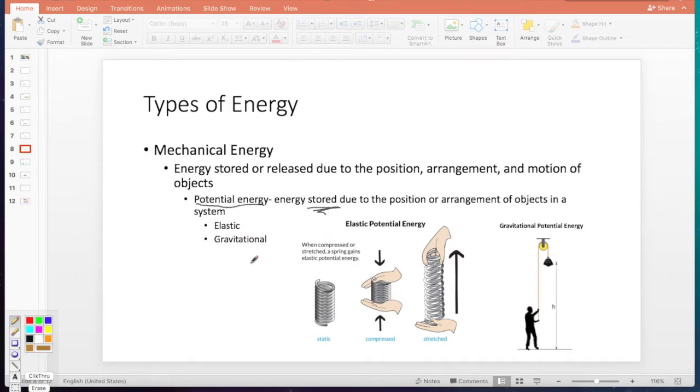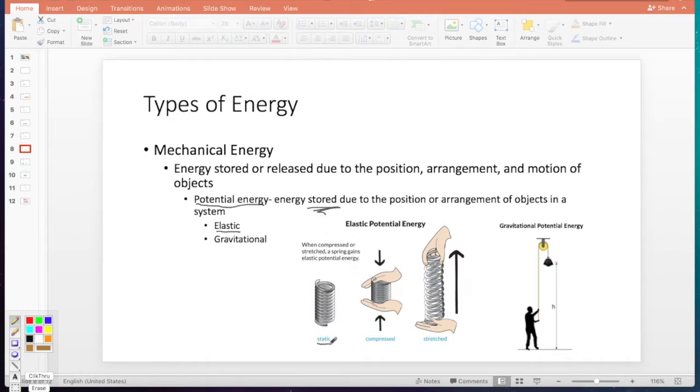There are two types of potential mechanical energy I want you to be aware of. The first one is called elastic. This has to do with objects that are able to be misshapen, that are able to be squished or stretched. So the typical example would be a string or a rubber band.